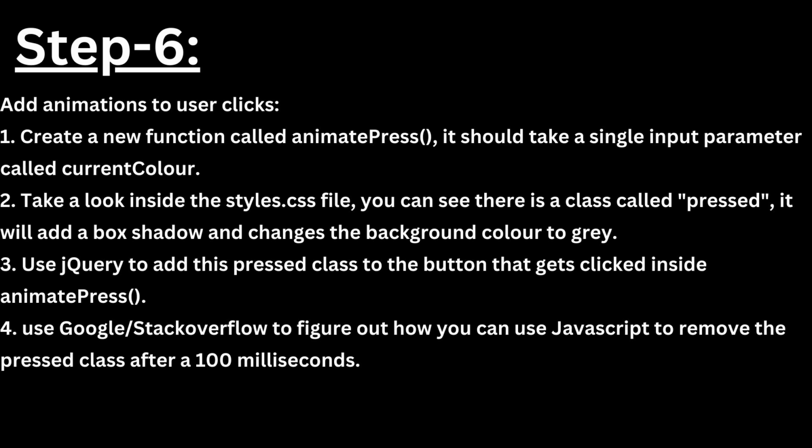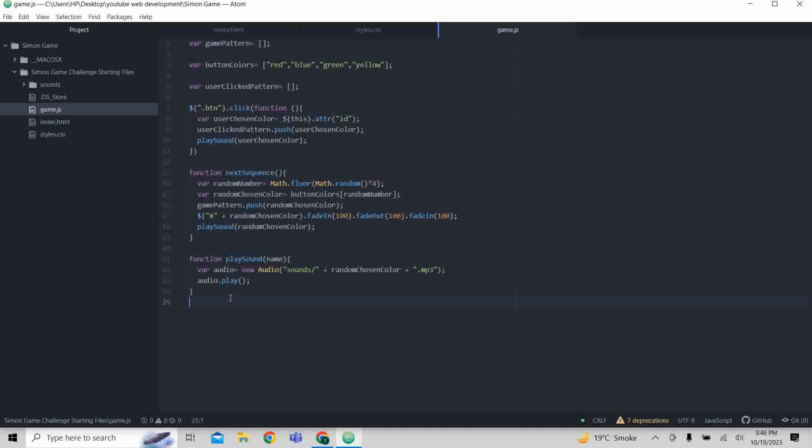Okay, so now here we are. Now we are going to create another function, for example, animatePress. It should take a single input parameter called currentColor. So here we are with a new function, the name is animatePress, with input currentColor.